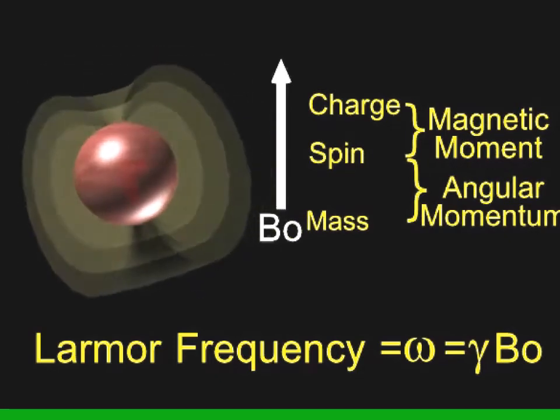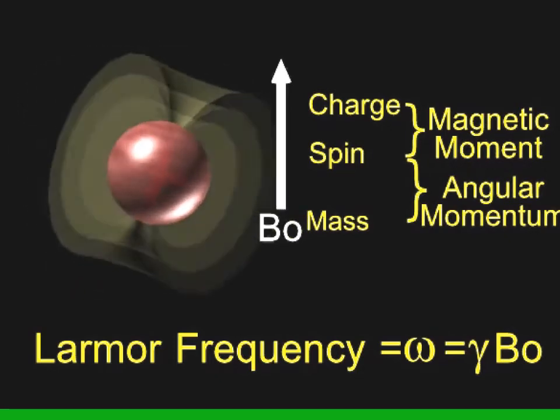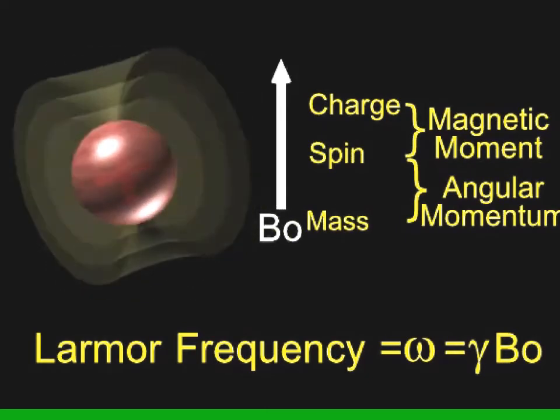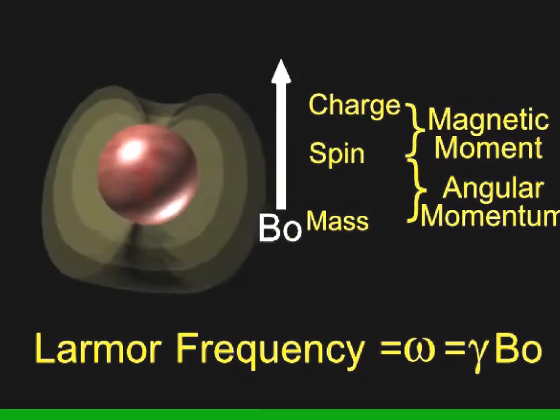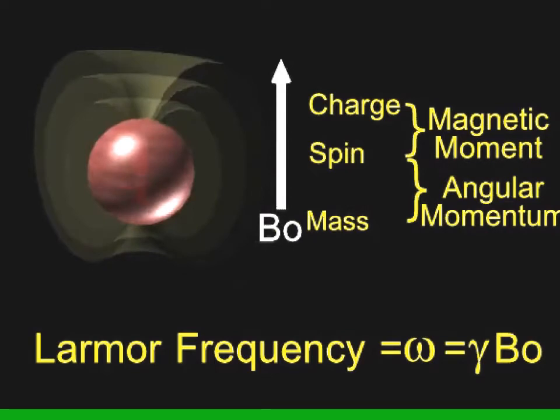That rotation around the external field is called the precessional frequency and is key to understanding the MR imaging process. It's called the Larmor relationship, and the Larmor equation states that the precessional frequency is equal to the gyromagnetic constant multiplied times the main magnetic field. If the main magnetic field increases, the Larmor frequency increases. That rate of precession will increase.